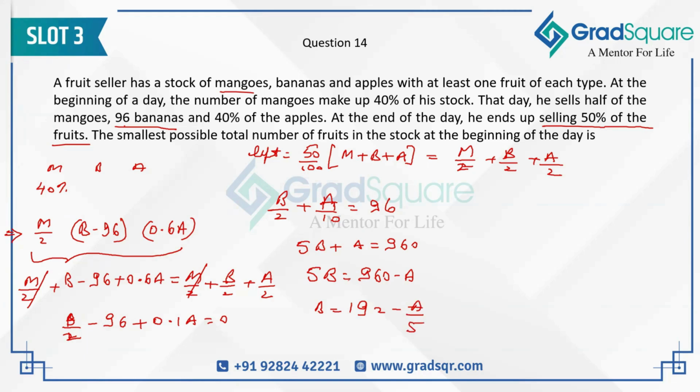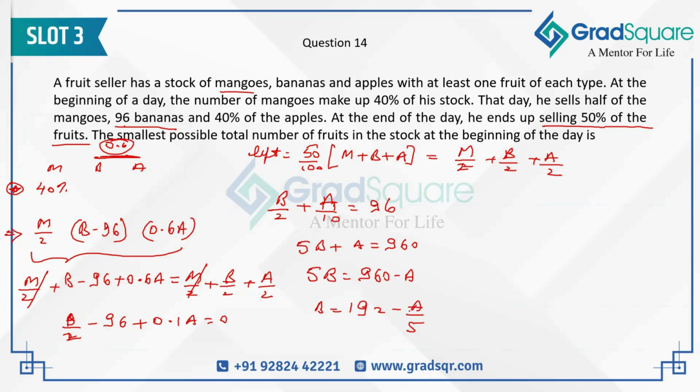Now, what is the question talking about? It is saying that A, B, and M, all three values must be at least 1. Remember, we have not used one of these values, where M is 40% of the total stock. That particular value has also not been used. So if M is 40%, then B and A put together is 60% of the total stock. So 0.6 times the total stock is the value that we are getting.